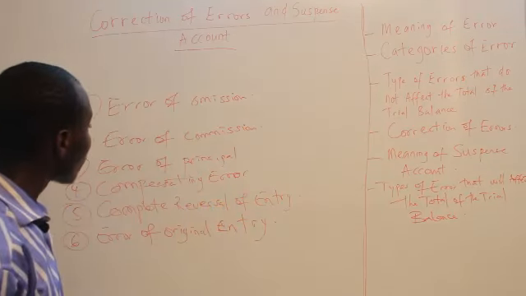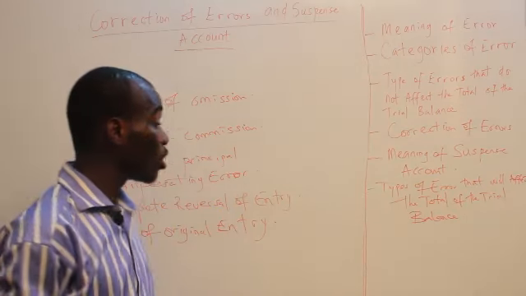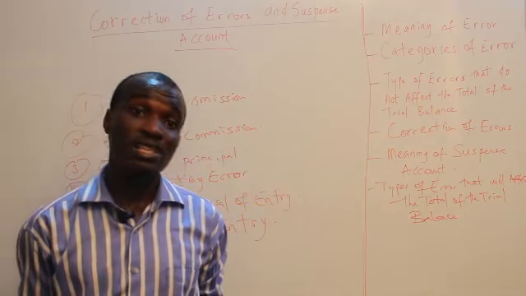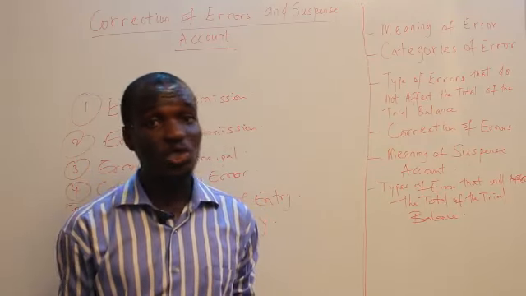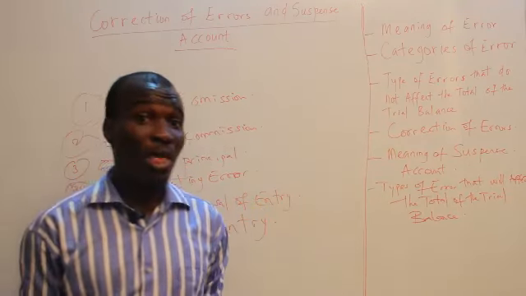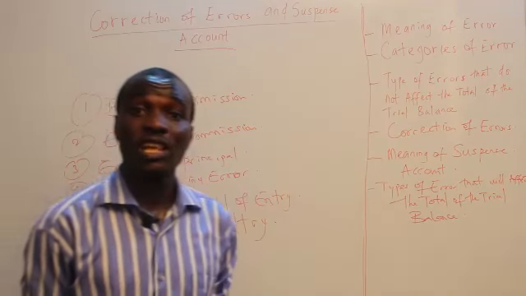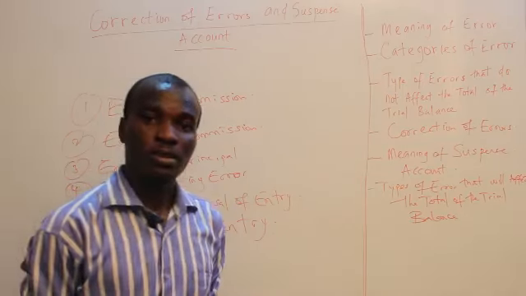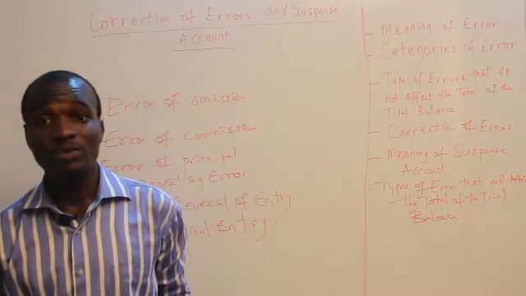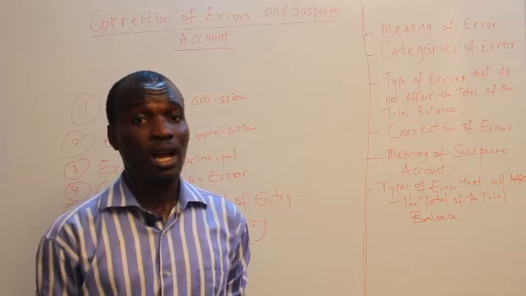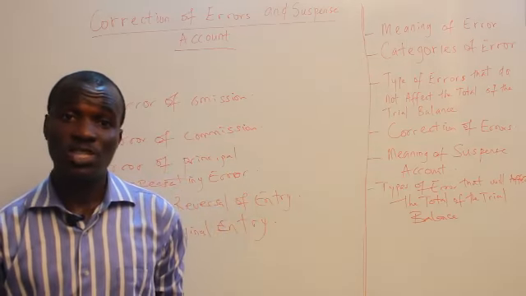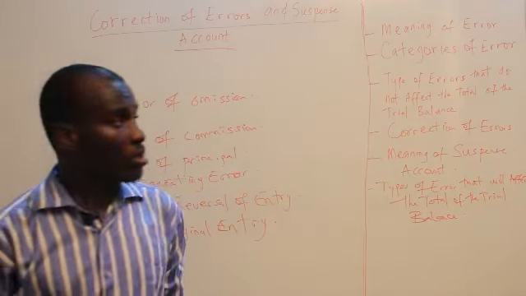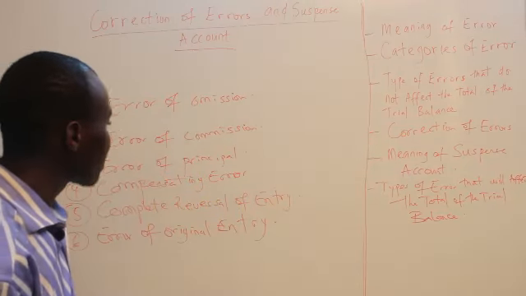And again, we have the errors of principle. This category of errors deals with wrong classes of account. That means this deals with nominal and real account. When a transaction is recorded in the wrong class of account, that becomes an error of principle. An amount paid for motor expenses might be recorded in what? A motor car account. That becomes an error of principle. A nominal account recorded into what? Real account.